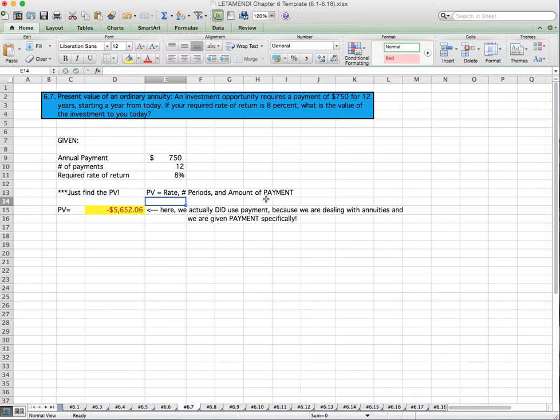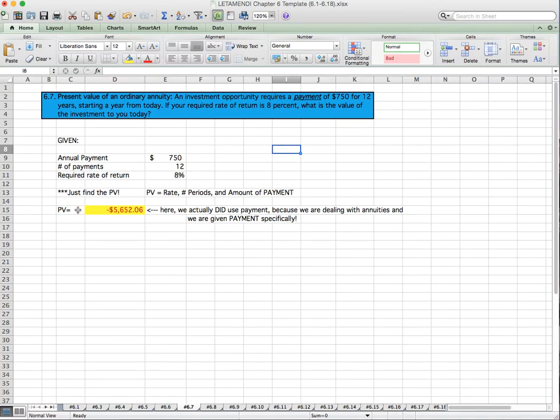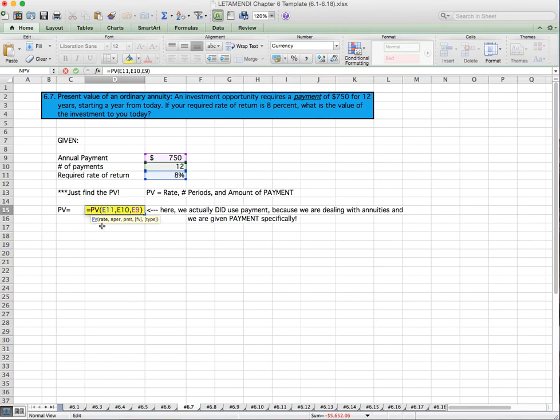So if you remember from previous videos, we didn't really use payment in many other problems, but here we are. So we have this here, payment. It's telling us specifically, so you want to be able to flag for those things. So present value equals, and then we do the rate, which is 8%. The number of periods is 12, comma. The payment is 750, and that's it.